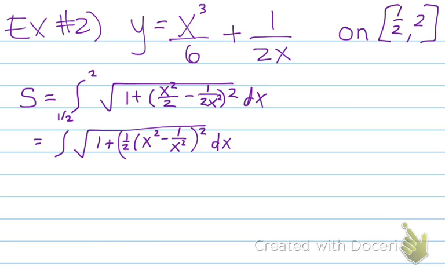dx. The reason I'm doing that is it's going to make it easier to multiply out, and it'll make it easier to simplify later. So if I square that, I get the integral of 1 plus 1/2 squared, which is 1/4, times x squared minus 1 over x squared squared: x to the 4th. Then for the inner and outer of that FOIL, you get x squared times negative 1 over x squared, which is negative 1, and another negative 1, so that's negative 2. And for the last term, you get 1 over x squared times itself, which is 1 over x to the 4th, dx.